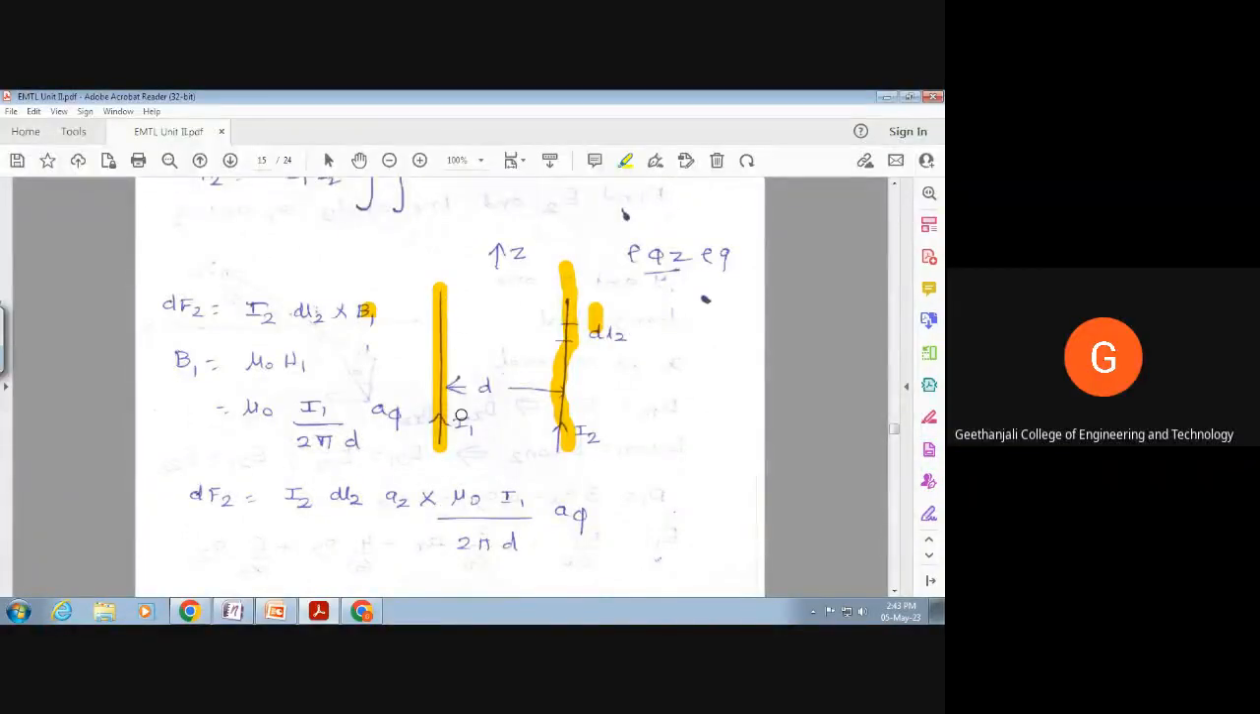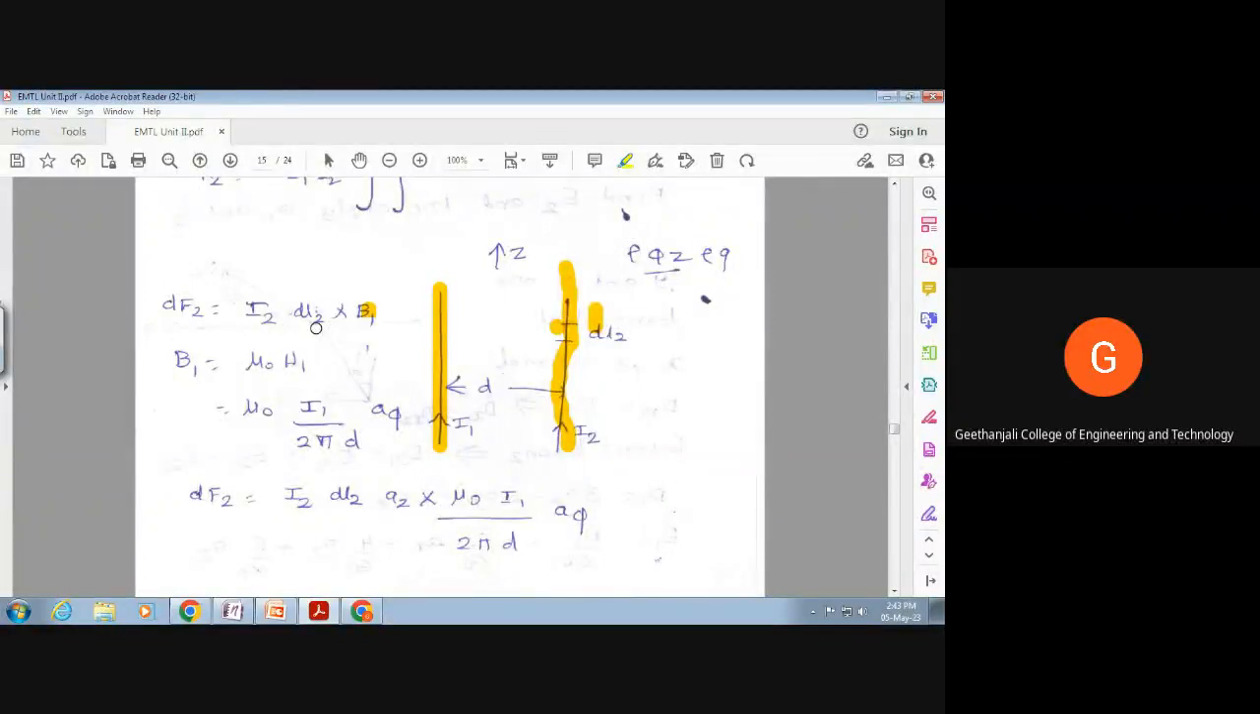Created by the first conductor. Because conductor 1 is carrying a current of I1, it creates a magnetic field. So let B1 be the flux density created by the conductor carrying a current of I1, at point 2 where I am defining dl2. Now through the second conductor, a current of I2 is flowing. So what is the differential force on the differential current element dl2, which is carrying a current of I2, because of this B1? dF2 is equal to I2 dl2 cross B1.